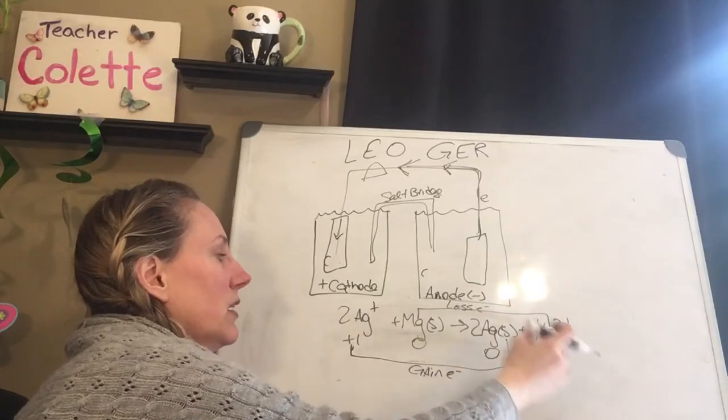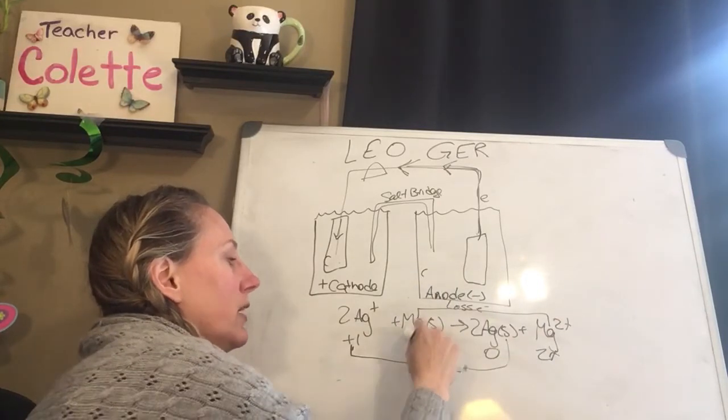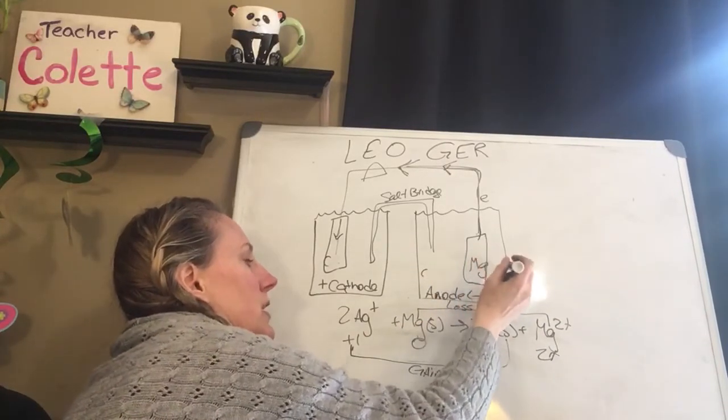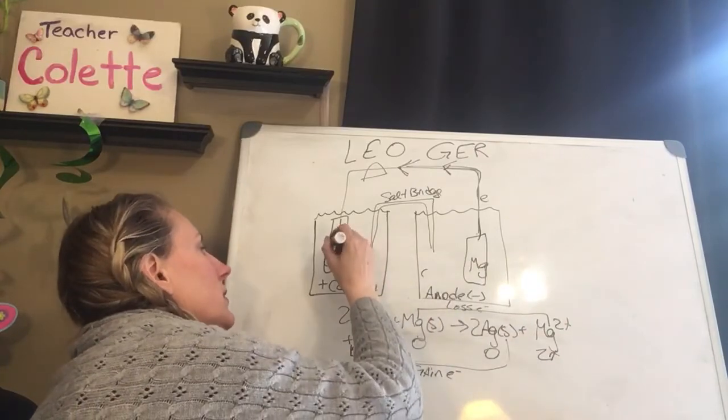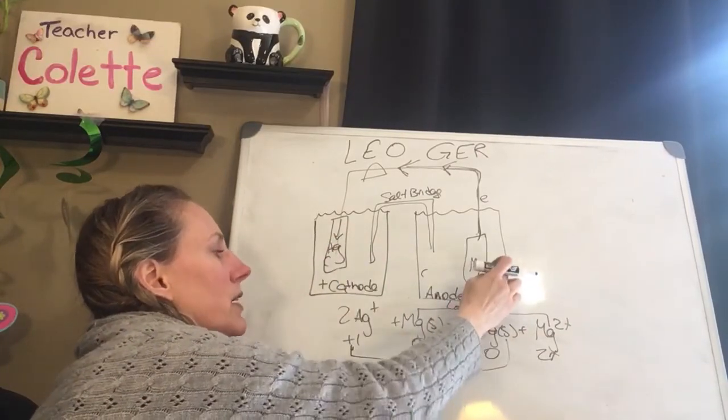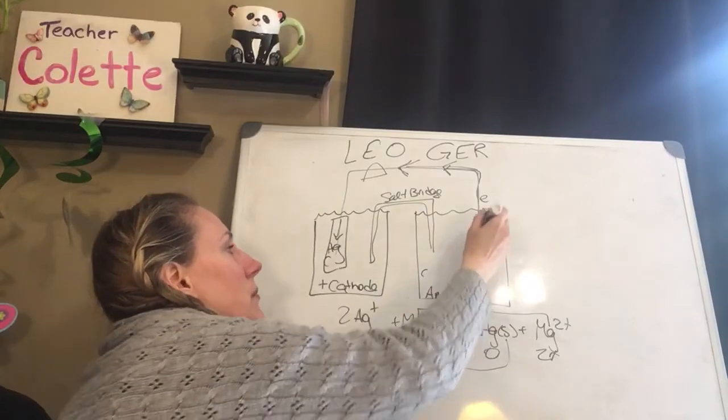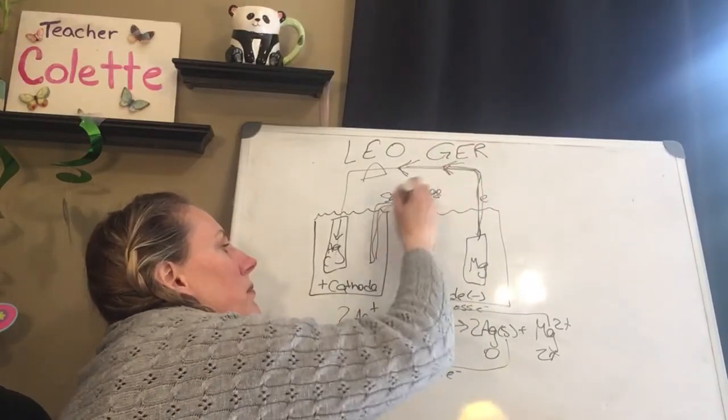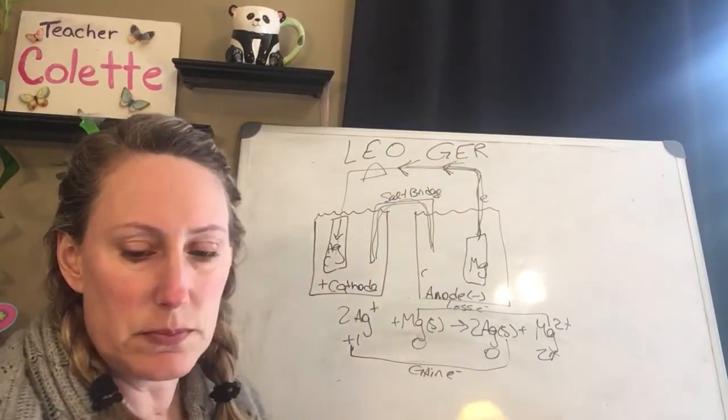So when I'm looking at this, this is what's losing my electrons. So I'm going to label this Mg, and I'm going to label this Ag. So my anode is Mg, my cathode is Ag. My electrons have to go this way, and make sure that you draw your salt bridge. Okay.